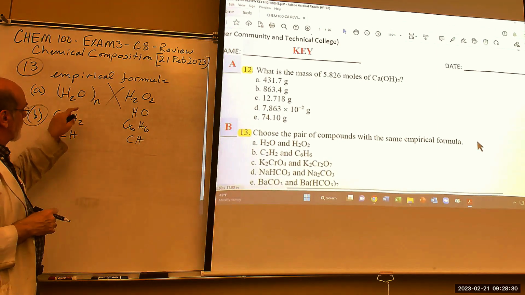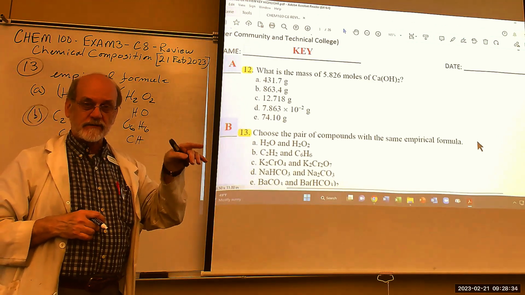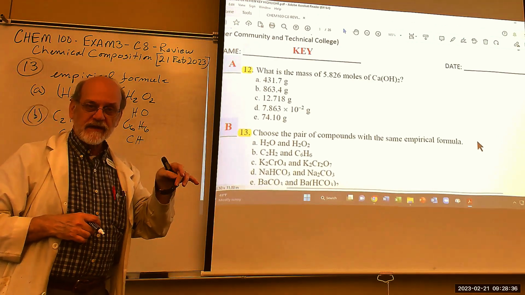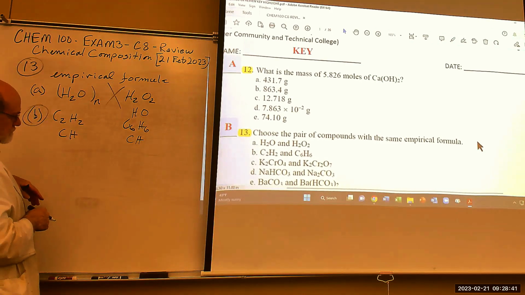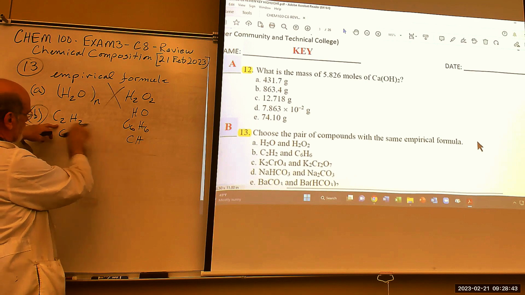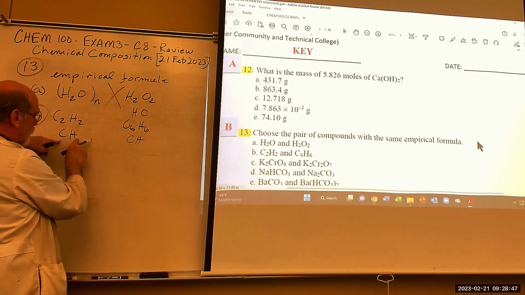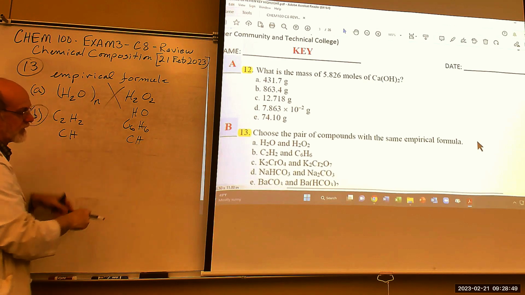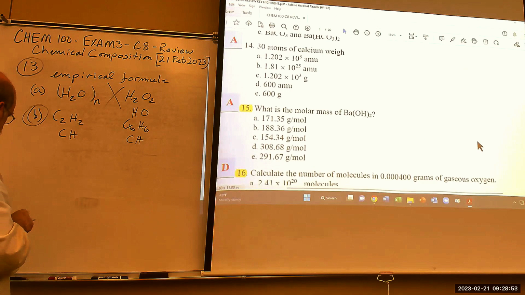You have to have the same elements in each compound, plus they have to be multiples of each other. So this multiple is 3 times, but when we simplify it, it's only 1 carbon, 1 hydrogen, 1 carbon, 1 hydrogen. That's number 13.